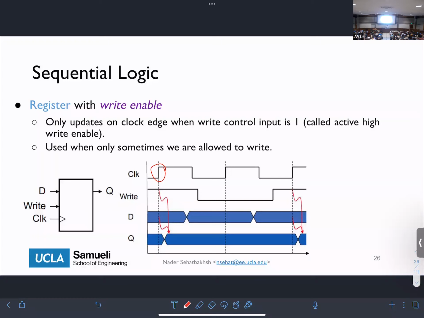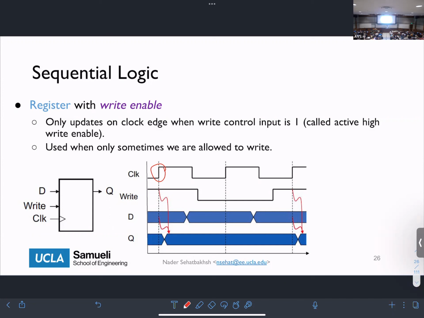And later on, you will see why we need such a thing in our systems, because there are instructions, for example, that read from the memory, and there are instructions that write into the memory. And we only want to update the memory when that write enable is equal to 1.